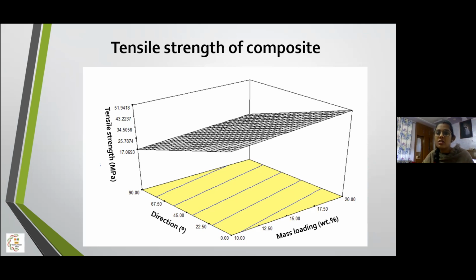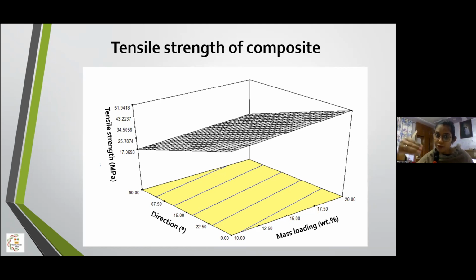So with increase in the mass loading percentage, the interface between the resin and the reinforcement material increases, which increases the tensile strength of the composite. Moreover, in this graph, at the orientation of 0 degree, the maximum tensile strength of the composite is found, as the load is applied in the longitudinal direction, and the orientation of jute yarn at 0 degree contributes the maximum stress transfer, which results in better tensile strength.